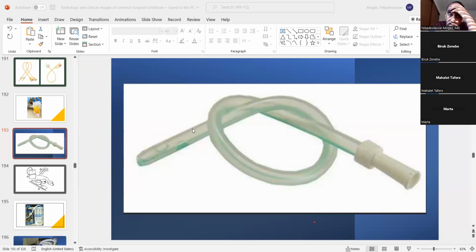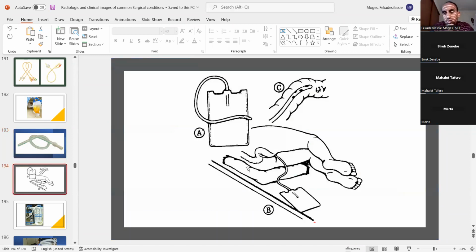I will cut here, probably here, and add a number of holes to it so that it will be an effective drainage tube. But the rectal tube may have only one, two, or three holes maximum. So that's the basic difference. So this is a rectal tube.